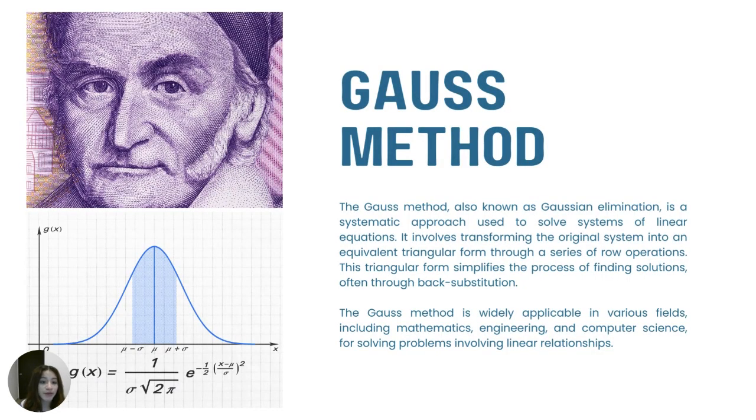I'll talk a little bit about the method I used, which is the Gauss method, also known as Gaussian elimination. It is a systematic approach used to solve systems of linear equations. It involves transforming the original system into an equivalent triangular form through a series of row operations. This triangular form simplifies the process of finding solutions, often through back substitution. The Gauss method is widely applicable in various fields, including mathematics, engineering, and computer science, for solving problems involving linear relationships.